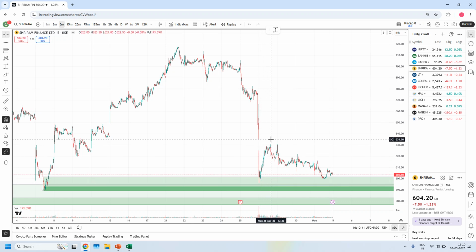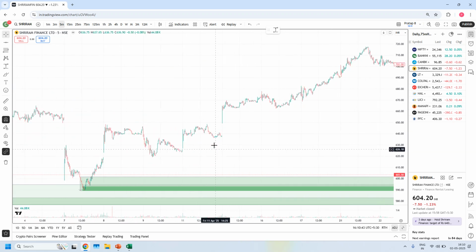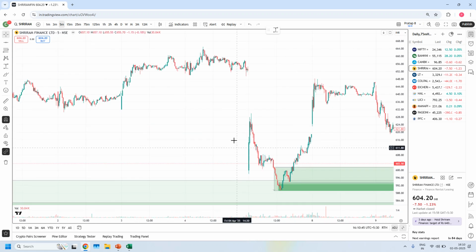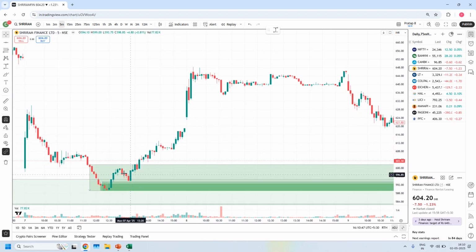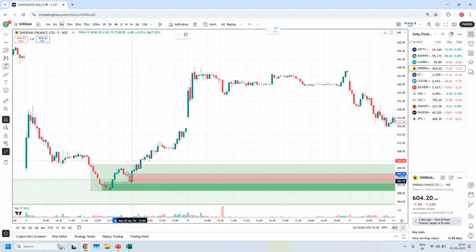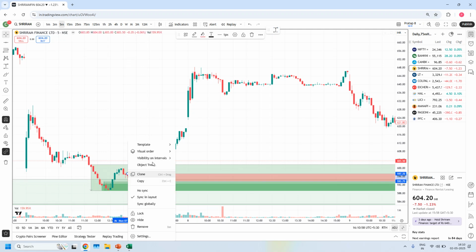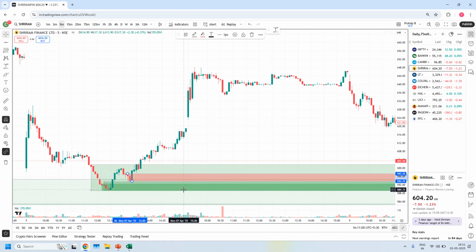And after that moved. You may think maybe if I would have fine-tuned a 5 minute zone outside the zone, somewhere drop, base, rally, if I would have drawn, maybe I would have got a trade. You might be thinking like that. But in reality, we can't plan a trade. The reason is, let me tell you.